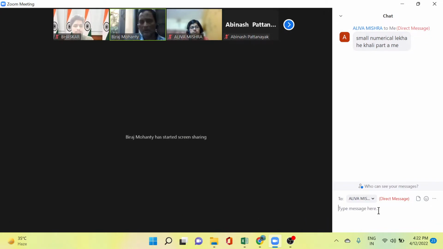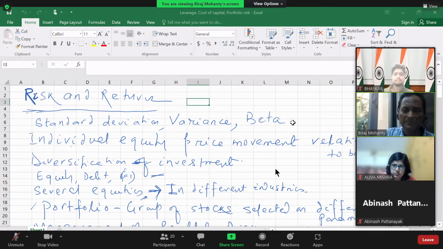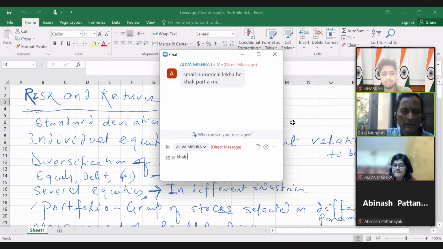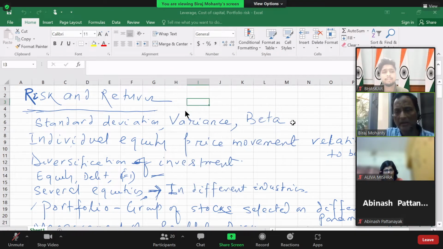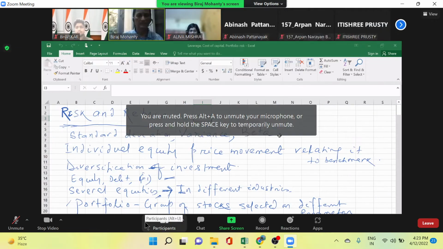So as Aliva told, through standard deviation, variance, beta, all those things, you find out the risk of an equity investment or any kind of investment. Now, what do you consider here? Individual equity price movement. And again, the benchmark you use. In case of beta, you use the benchmark to find out what kind of risk is involved.